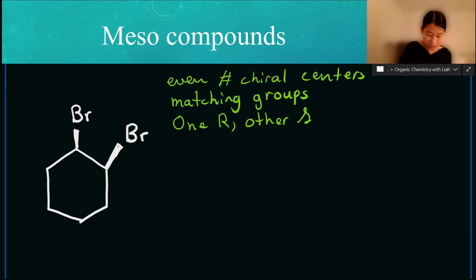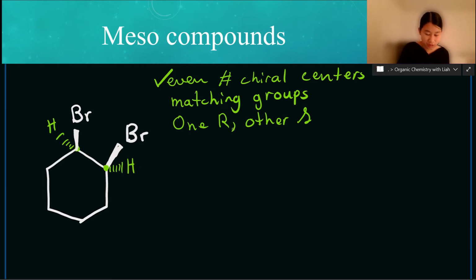Alright, so let's start. We're going to check each one of these criteria as we did before. Does this compound have an even number of chiral centers? Well, it has 1 chiral center, 2 chiral centers. That is an even number of chiral centers, therefore, this criteria is satisfied.